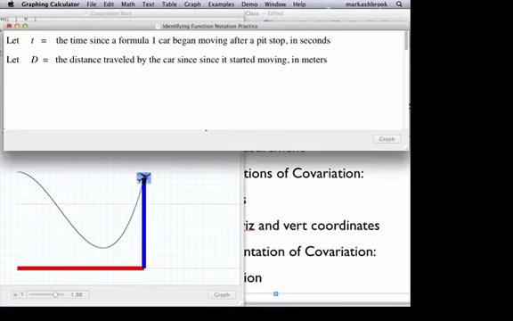Okay. And then there's this other time, what? Seven? No. What's that? Yeah, but we don't. Do we care about 7 seconds after the pit stop? Read it. What does it say? Okay. Over any time interval beginning at time t. So what is this time?